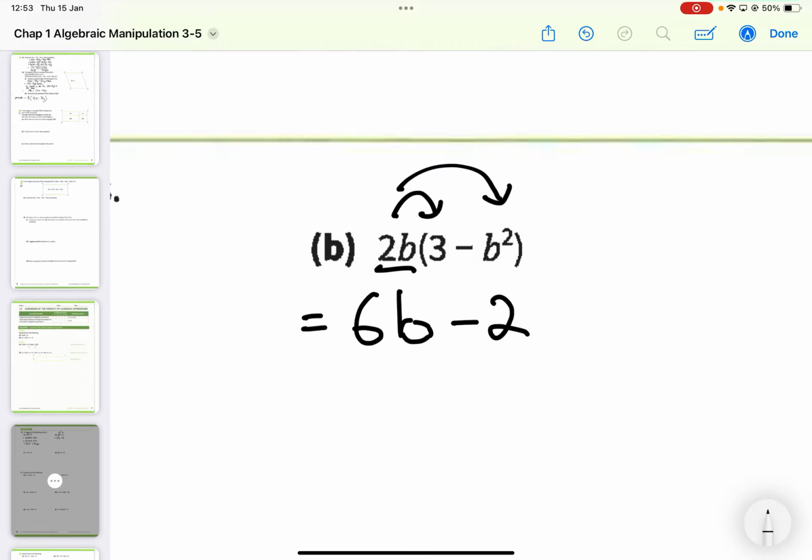Do you understand? When I multiply outside, I must multiply to everything inside. So I must multiply 3 to get my 6B. Then my 2B must also multiply B squared. Must multiply the negative B squared.